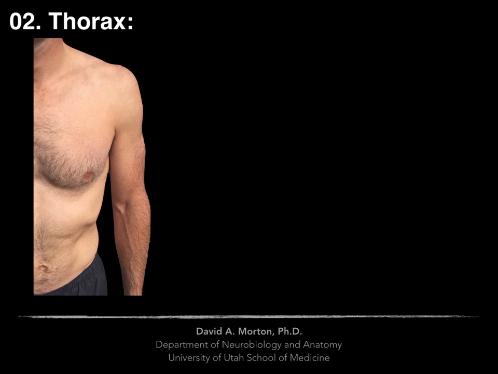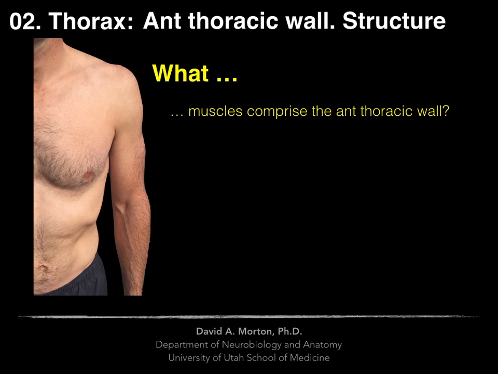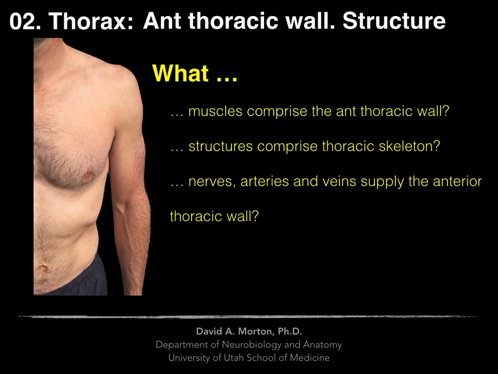Okay, to talk about the thorax, we're going to start with the anterior thoracic wall and describe its structure and answer the what questions. What muscles comprise the anterior thoracic wall? What structures comprise the thoracic skeleton? And what nerves, arteries, and veins supply the anterior thoracic wall?